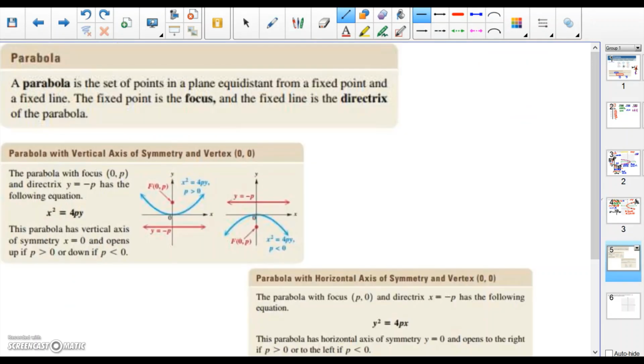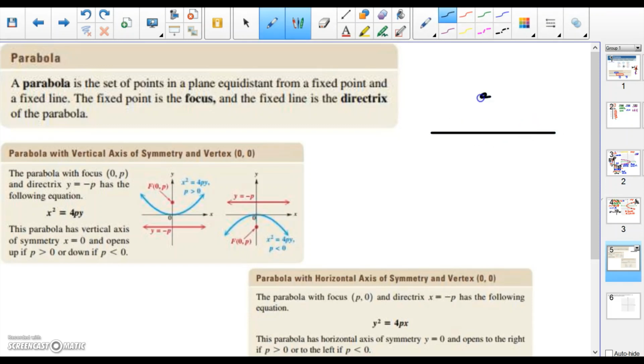A parabola is the set of points in a plane equidistant from a fixed point and a fixed line. The fixed point is the focus, and the fixed line is the directrix of the parabola. So imagine a line and a point. If you take all of the points that are equidistant from that point and from the line, we're talking about a parabola there.